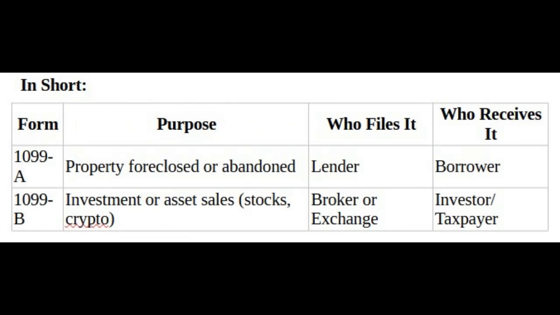In short, form, purpose, who files it, who receives it. 1099-A: property foreclosed or abandoned; lender; borrower. 1099-B: investment or asset sales, stocks, crypto; broker or exchange; investor/taxpayer.